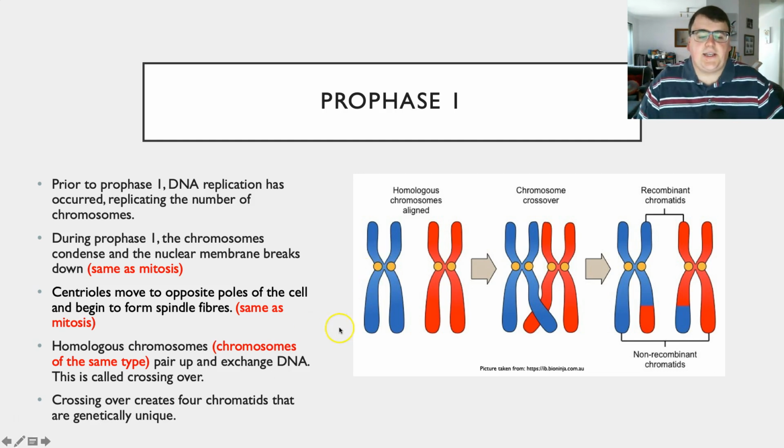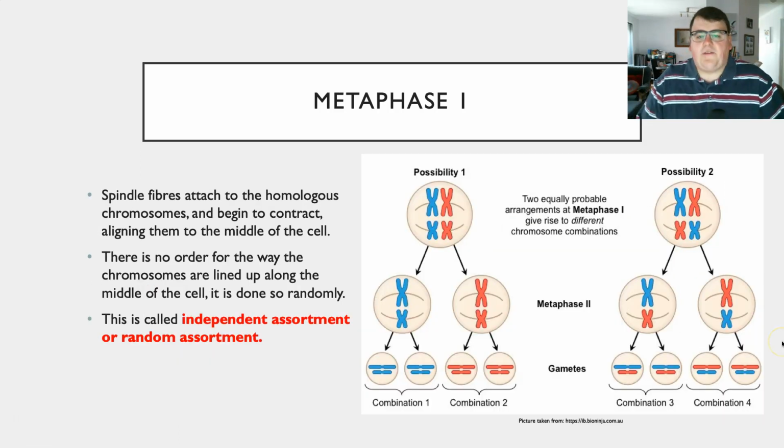And they exchange DNA in a process called crossing over. So over here, let's say we have 2 chromosome 1s, they've lined up together, and they start to cross over. And they actually exchange genetic information. That could occur at a different point each time crossing over occurs, which gives us 4 chromatids that are genetically unique. So we end up with 1, 2, 3, 4 chromosomes, all of which are different. So it doesn't matter which sperm cell or egg cell you get, it's going to have a different chromosome.